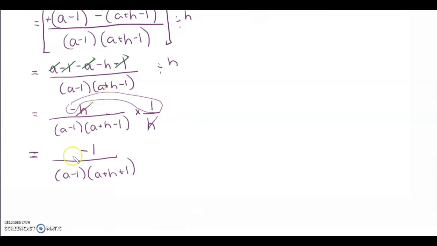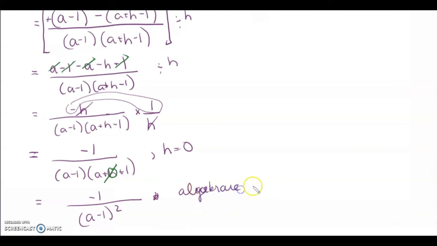Okay. So because this is our general expression, we can now take it a little further and sub in h equals 0. We no longer want the h in there. And we know if we turn this into the 0, it's going to just cancel out. So we have negative 1 over, and we're going to end up with (a minus 1) squared. This here is our algebraic expression. It's our general expression for the IROC.